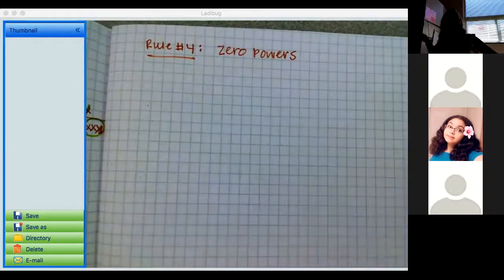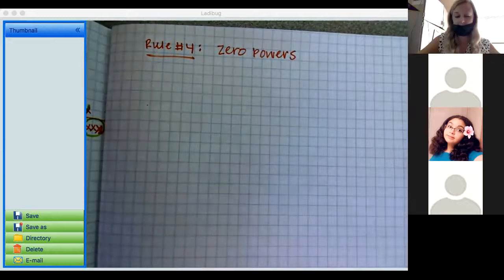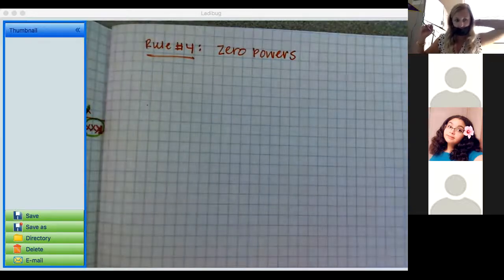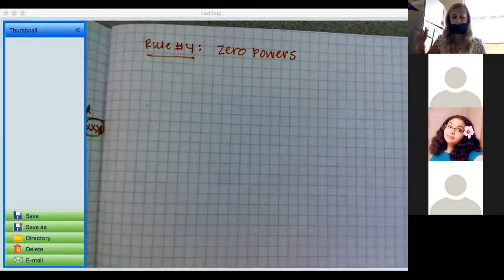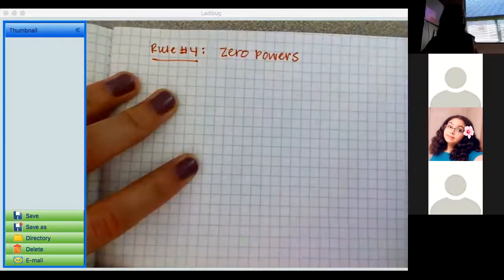Rule number 4, 0 powers. This one is my favorite. Oh, you do remember it. Zeros are the easiest ones. Yeah, they're my favorite, but kids miss this. And also, I don't think they showed you in middle school why it works, so I'm going to show you why. They might have if they did and you had a really good teacher.